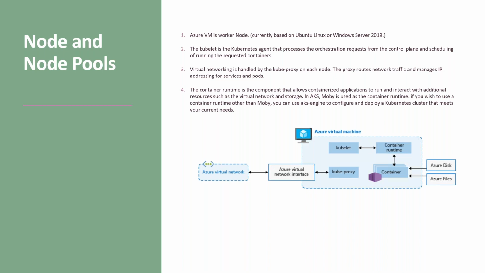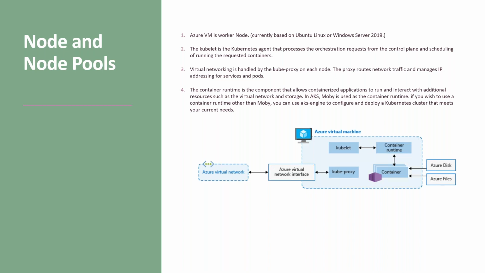Now, the important part here is the networking. Kubeproxy is a component which handles the virtual networking part. Networking is a bit complex. In the coming slides, we will be discussing two types of networking. One is the default Azure-based kubenet, and the other is Calico-based or CNI-based networking. So we will come on to that.